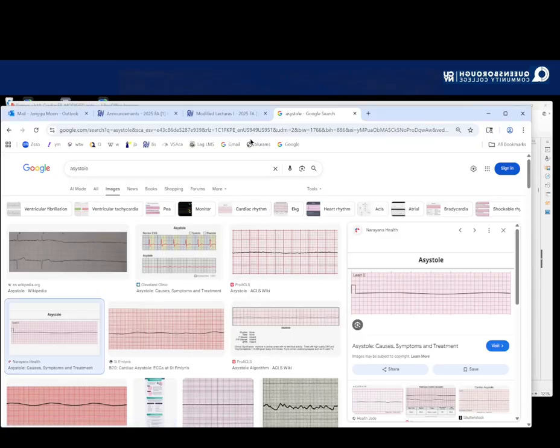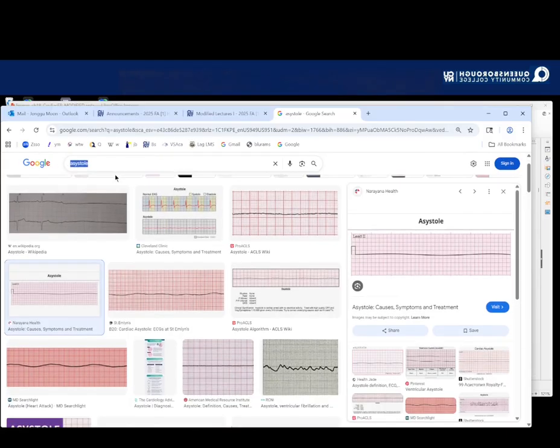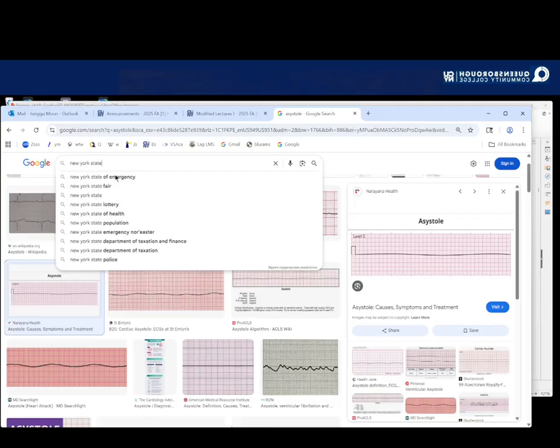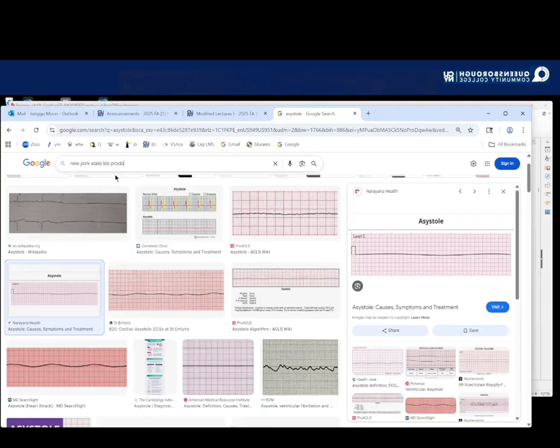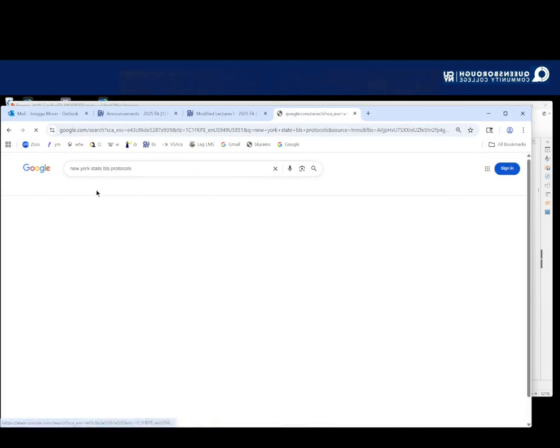Okay, so your textbook probably says one thing, and then because you want to be an EMT in New York State, you want to follow New York State protocol. So here is a great opportunity to show you how to do it. You go to your favorite internet browser and you type New York State BLS protocols, and see what comes up.